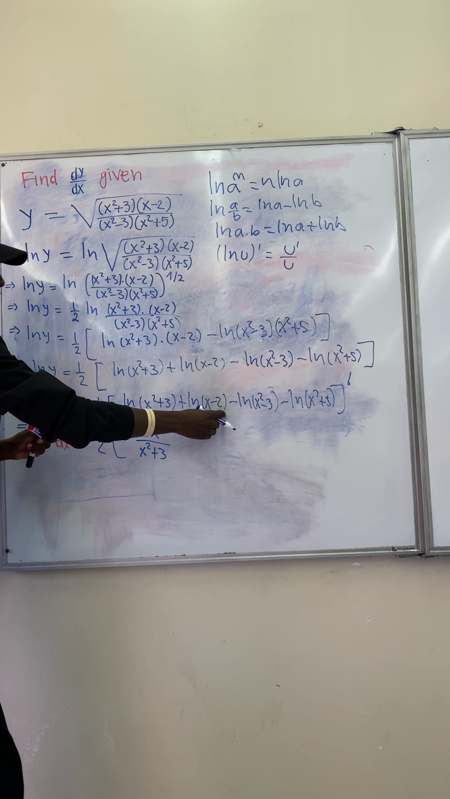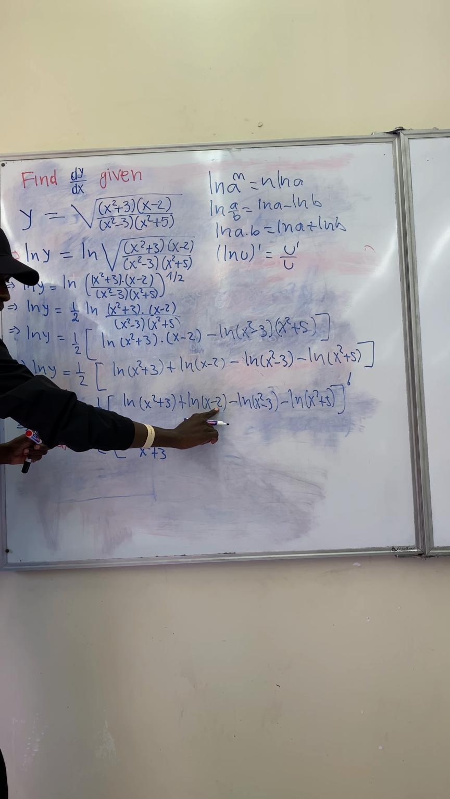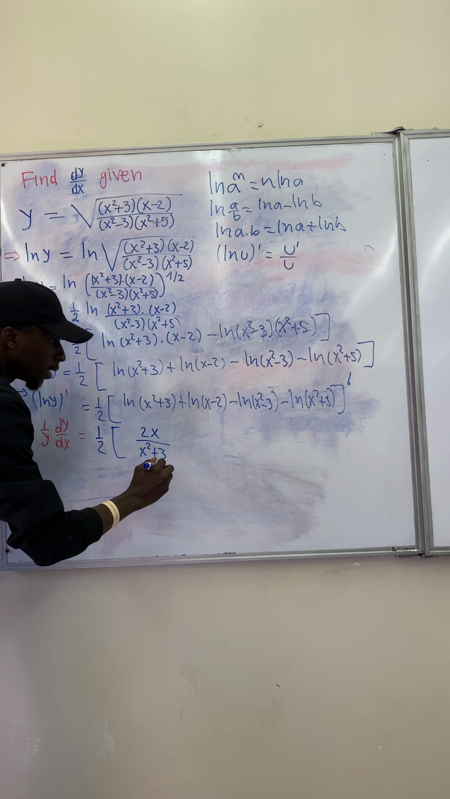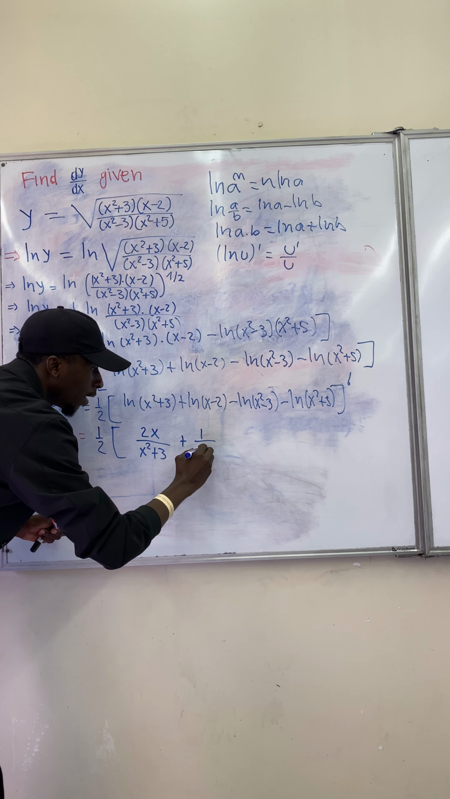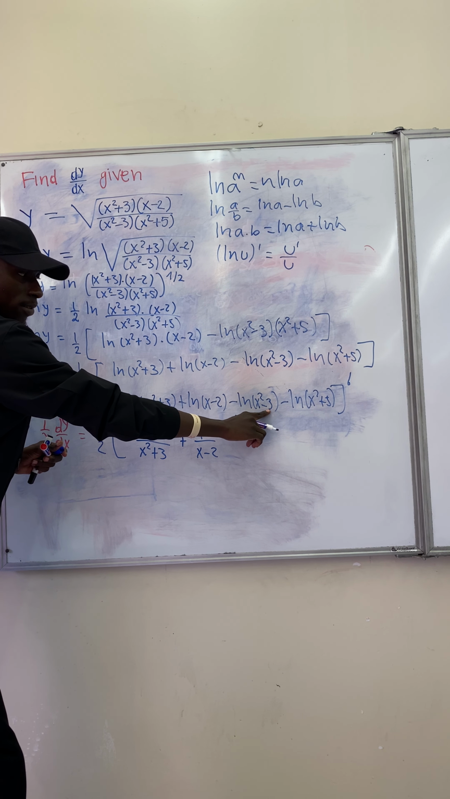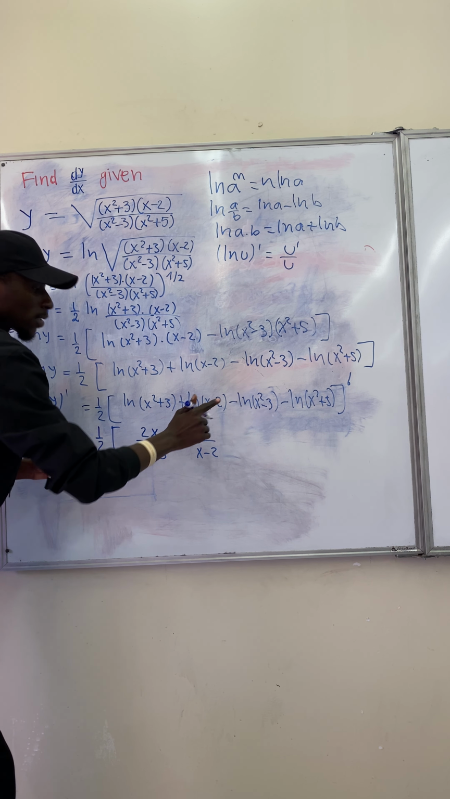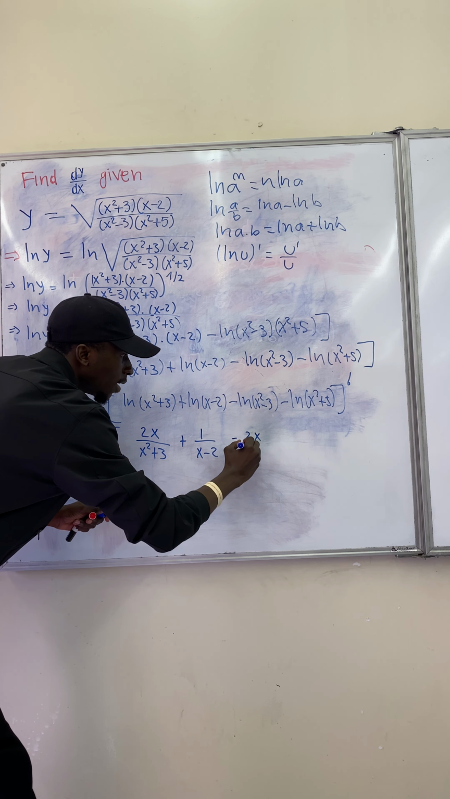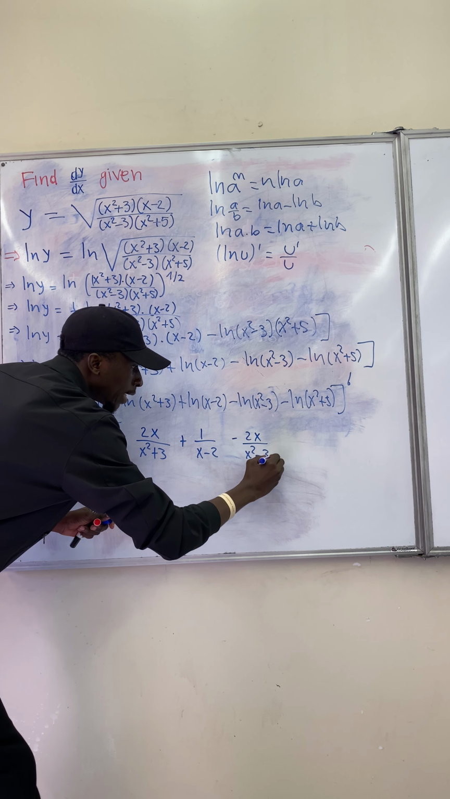What is the derivative of this one? This is a constant, so it is 0. The derivative of x is only 1. So you're going to have plus 1 over x minus 2. What is the derivative of this one? The 3 is 0. The derivative of this one is 2x. So you're going to have minus 2x over x squared minus 3.